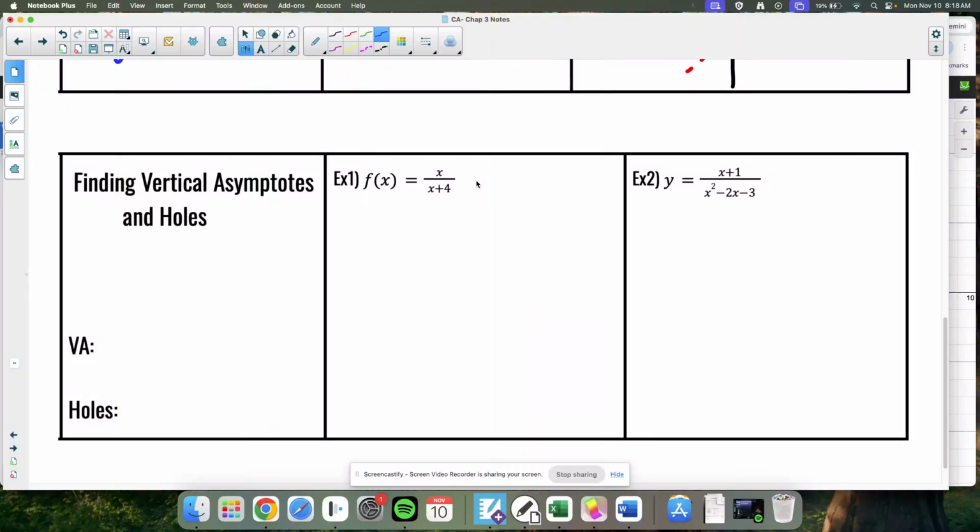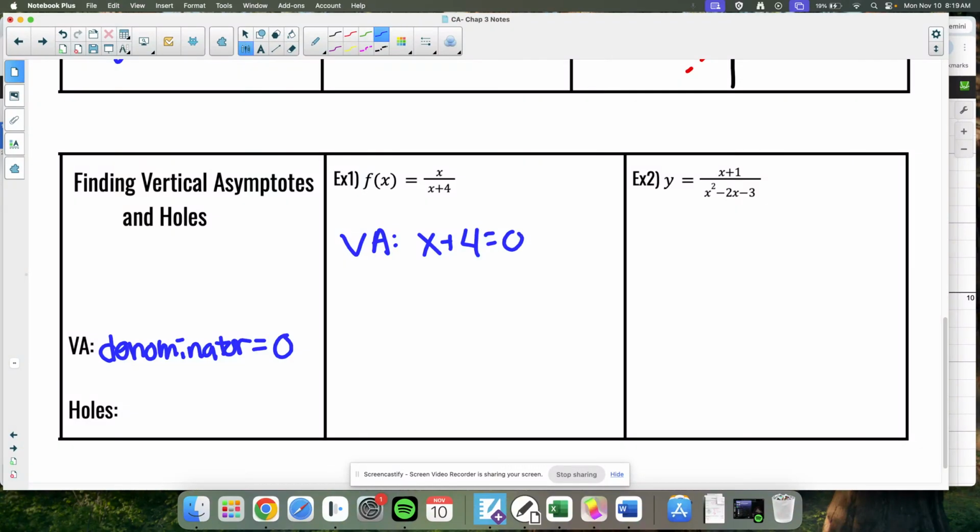Where can't we have a 0? Denominator. So a vertical asymptote is when the denominator equals 0. So if you look at the first example, x over x plus 1, to find a vertical asymptote, you take your denominator and you set it equal to 0.